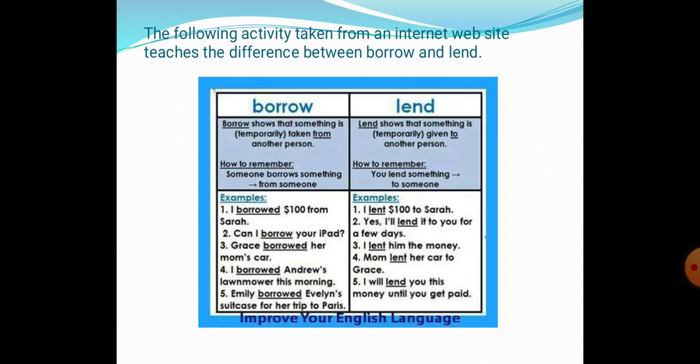The following activity, taken from an internet website, teaches the difference between borrow and lend. So this is an example of simple grammar studies on the internet, as mentioned in the first slide of this teaching material. This is the third one of the teaching materials. This is the example: borrow and lend.